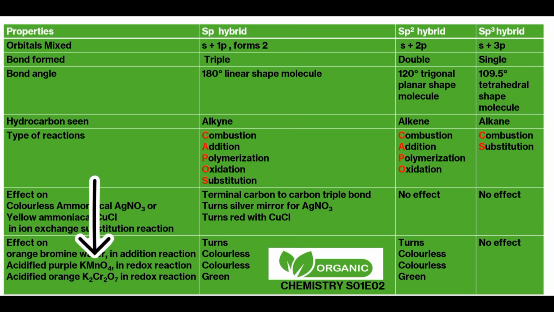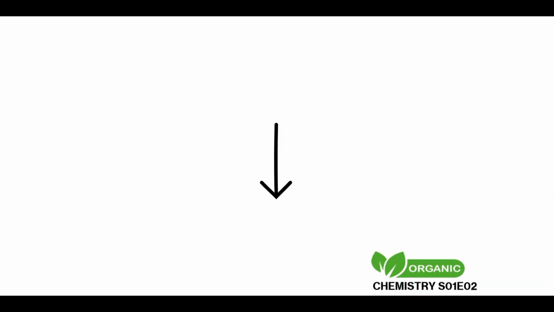Only the terminal triple carbon-to-carbon bonds change the color of ammoniacal silver nitrate or ammoniacal copper(I) chloride, from colorless to silver mirror and red respectively. So we can distinguish the multiple bonds with this reaction. The single bond has no effect on it.